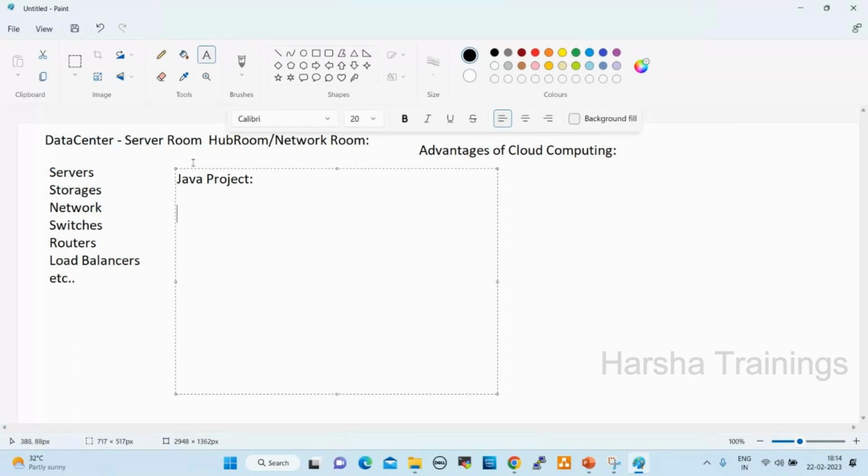So this is a Java project. For example, this is a startup company, and this is the first project the startup company is trying to get from a US client. Before getting a real project from a client, there will be some process. Every project team, every organization follows some process. That is the pre-sales process. Before getting any project from any client, we need to prepare some POC and showcase it to the client.